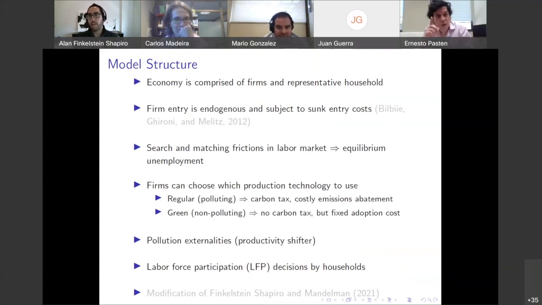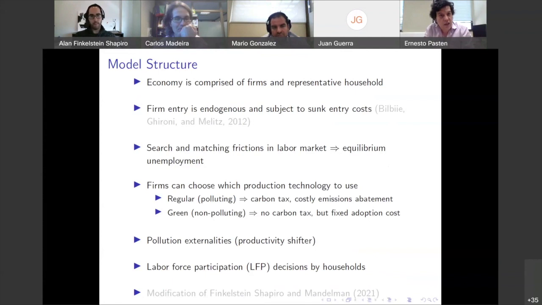Sorry, let me interrupt one second. I am Ernesto Paston from the bank. I have a related question. Is it whether, when there is a switch in technology, firms got access to a different draw in productivity?